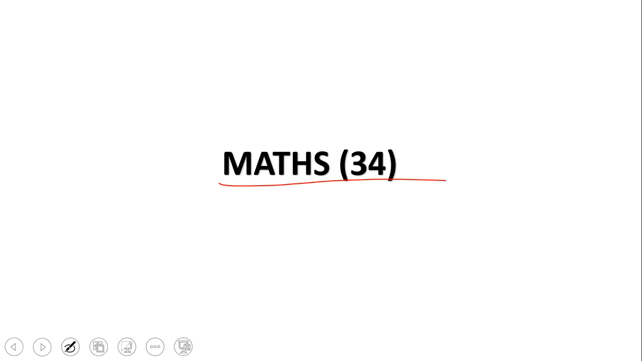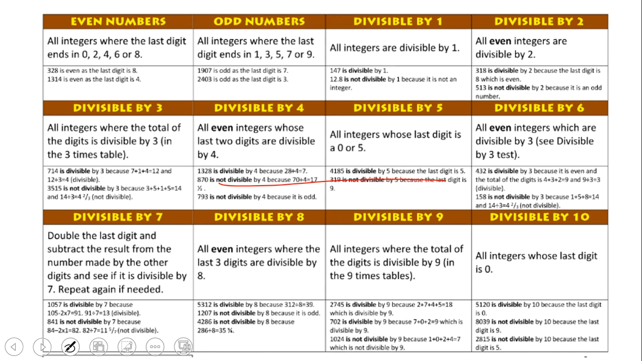Okay, but still there are certain things like divisibility rules, like how can you find out whether a particular number is divisible by 6 or divisible by 5 by just looking at the number? Such divisibility rules are there. Okay, so this chart, if you Google you will get it. Simply search divisibility rule, you will get it like this. Like how to find out whether a number is divisible by 9.